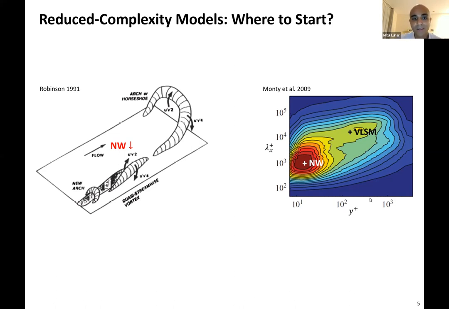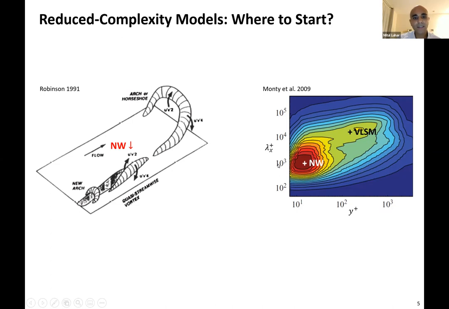So for example, it's well known that very close to the wall, there's a dynamically important near wall cycle, that's NW throughout this talk. And this near wall cycle essentially comprises streamwise elongated structures that are counter-rotating. So these are counter-rotating quasi-streamwise vortices. And these give rise to alternating streaks of positive and negative streamwise velocity.